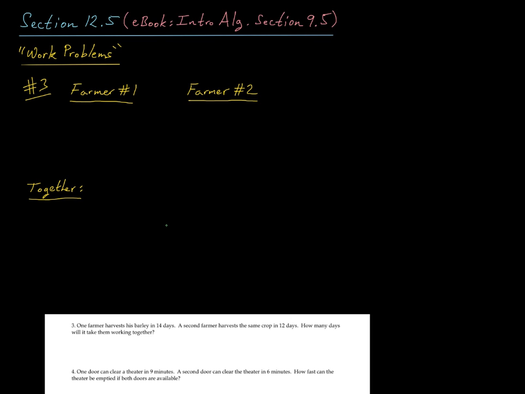All right, in problems 3 and 4 in section 12.5, we're going to talk about what are known as work problems. Reading 3, it says, one farmer harvests his barley in 14 days, the second farmer harvests the same crop in 12 days. How many days will it take them working together?